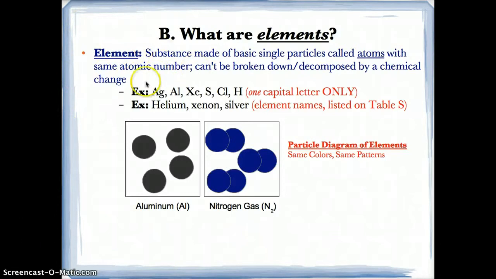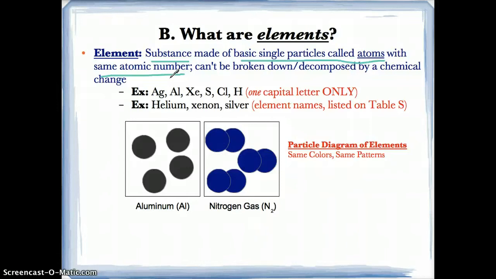So elements, first of all, by definition, are substances that are made up of basic single particles called atoms that all have the same atomic number. What I mean by that is as follows. Elements are the most basic and fundamental thing. They're the simplest kind of matter you can have anywhere around. Elements are made up of these basic single particles called atoms that make up everything, and they all have the same atomic number. So basically, if you have atoms with the same atomic number, you have atoms of the same element.